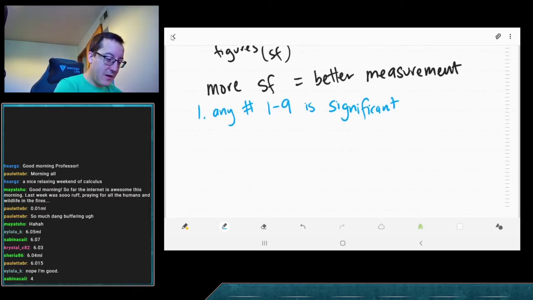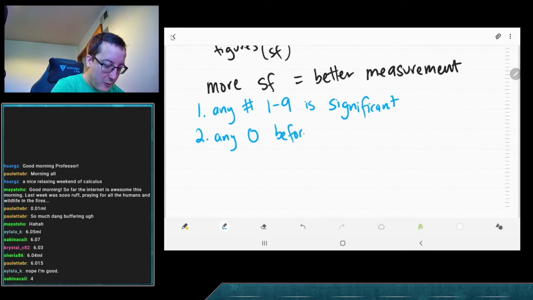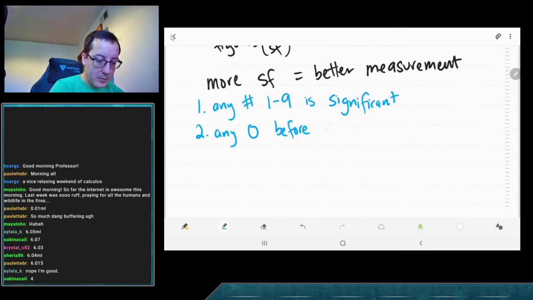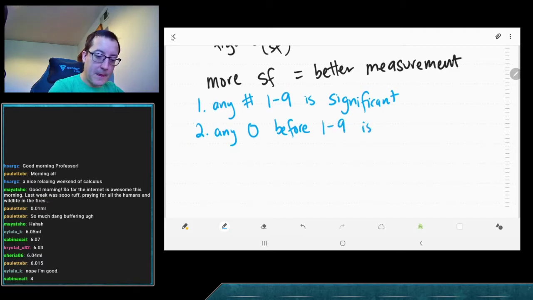We're going to have a second rule, which is going to tell us any 0 before significant digits, let's see, before a 1 through 9, is not significant.